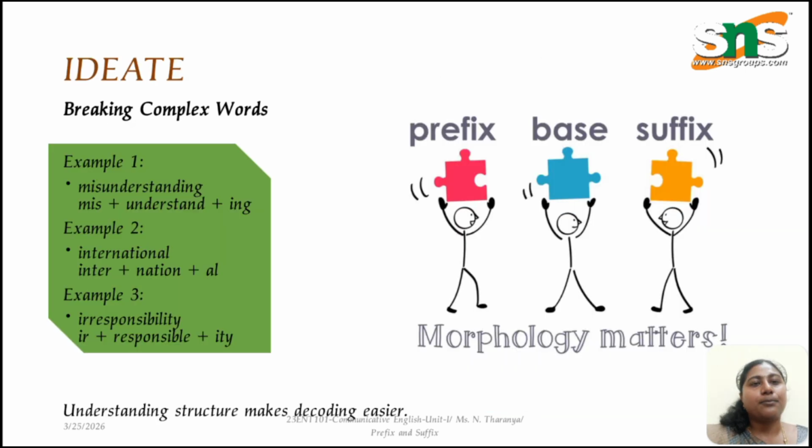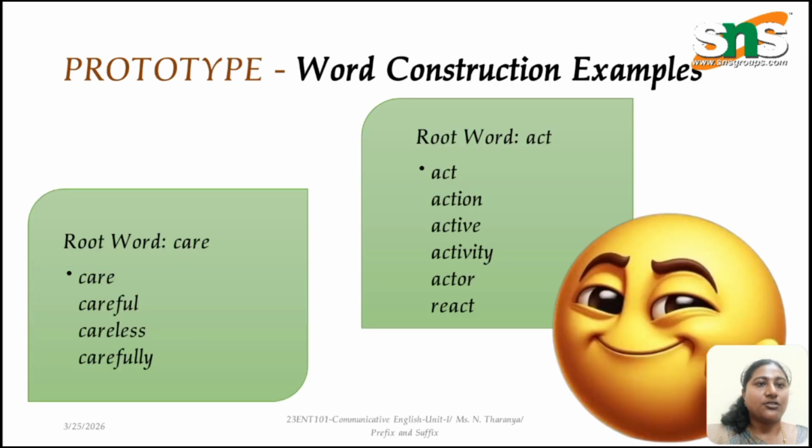Let us break down complex words. Misunderstanding: misunderstand, ing. International: inter, national. Irresponsibility: irresponsible, ity. So, the prototype for word construction: the root word is act, and we can form numerous words like action, active, activity, actor, react.